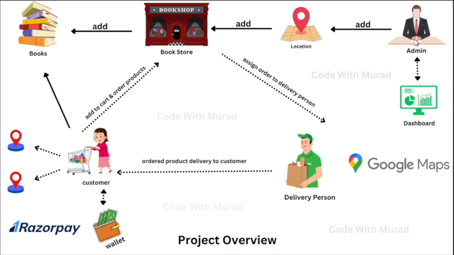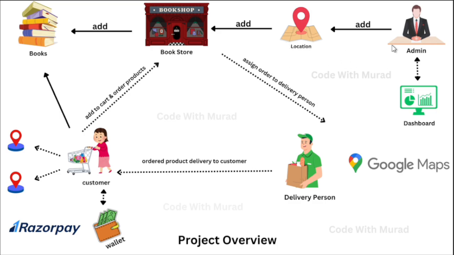So the admin will firstly register and log in to the system, and after the admin logs in, the admin will add multiple locations into the system. The reason for adding these locations is that only bookstores from these locations can register and do business with us. Now let's suppose the admin added Mumbai and Pune. So all the bookstores from Mumbai and Pune can register with us and do business, but bookstores outside these locations cannot do business with us. So I hope you got the point.